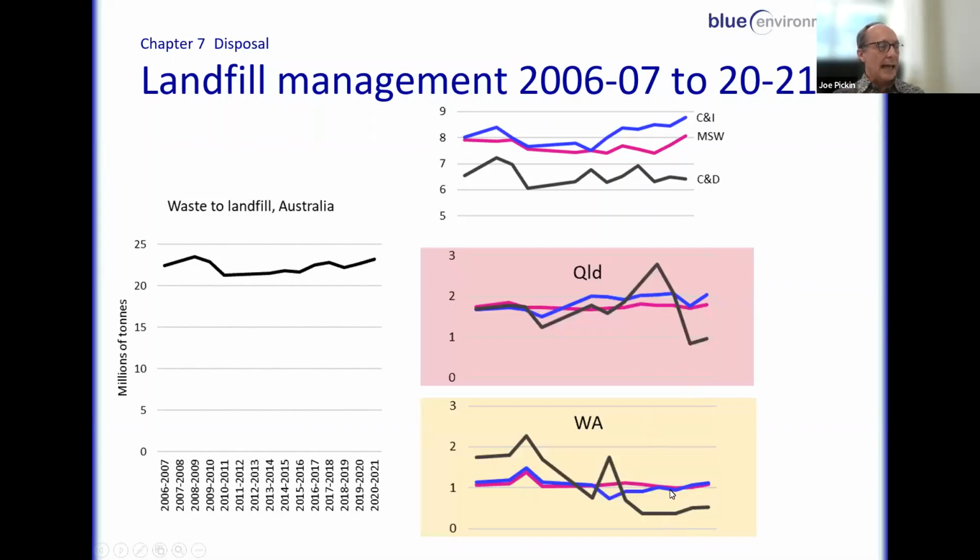Okay, mixed bag again, and not a straightforward story. Now, we've got those labeled with the same colours. So Queensland, a CNI increase, and an MSW increase, and a C&D increase. WA, a little bit of increases in CNI and MSW. So looking at this data, then, we don't really get an answer to Mike's question. Why is this going up despite the levy increases that are happening?